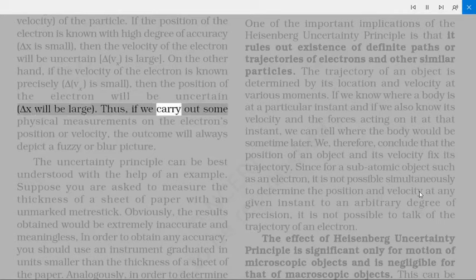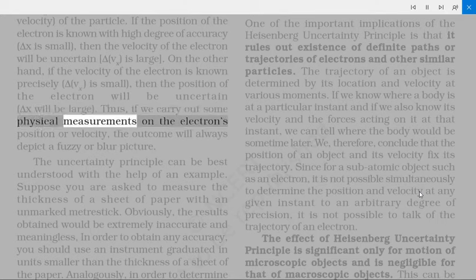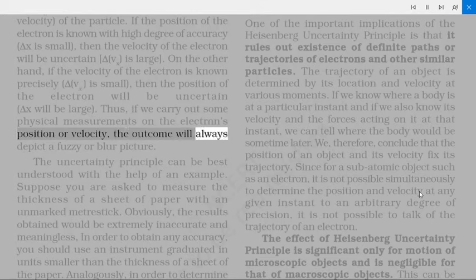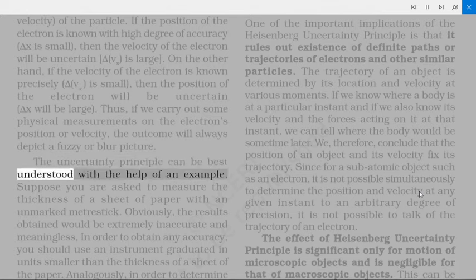Thus, if we carry out some physical measurements on the electron's position or velocity, the outcome will always depict a fuzzy or blurred picture. The uncertainty principle can be best understood with the help of an example.